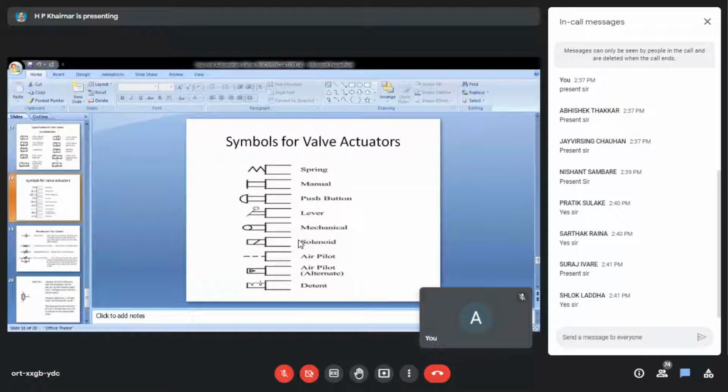So this is how different positions can be indicated. These are actually the different means of actuation. Actuators will get actuated.